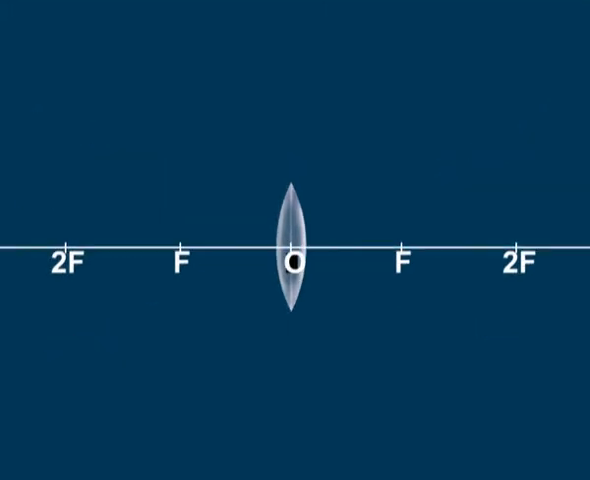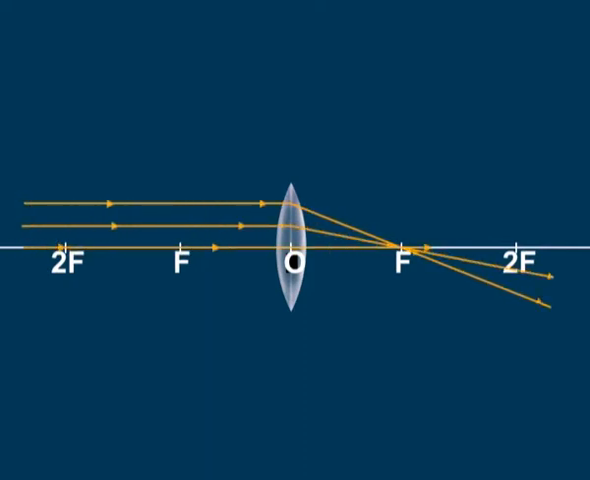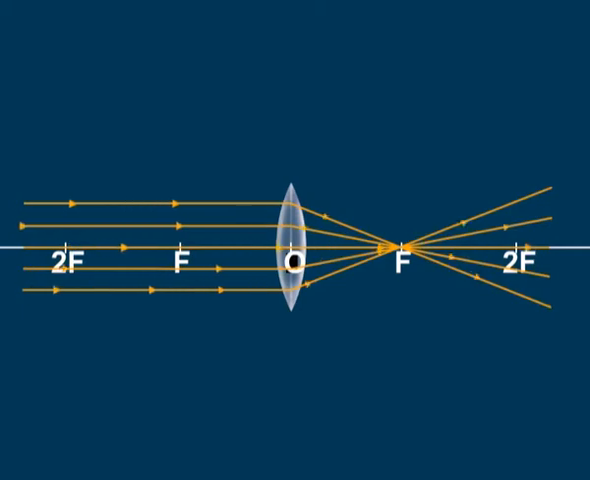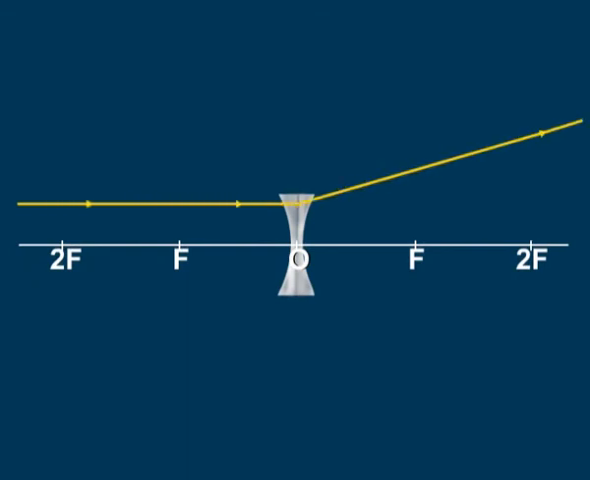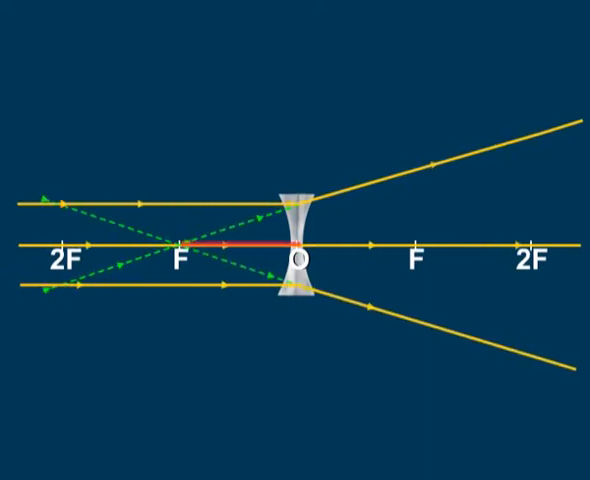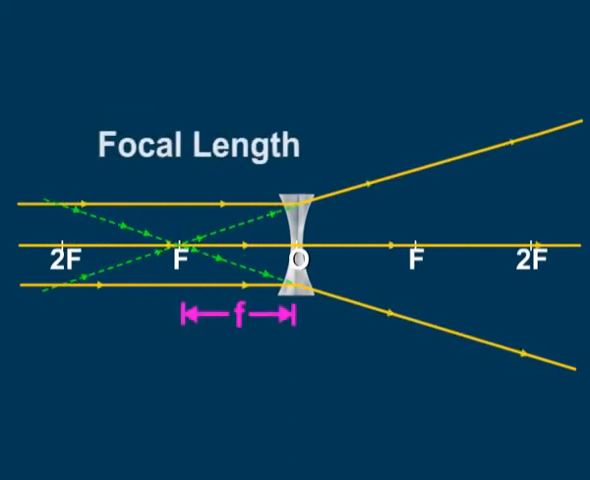However, when a parallel beam of light is incident on a convex lens parallel to its principal axis, it converges to a fixed point on the principal axis of the lens. The point is called the principal focus of the lens. It is denoted by letter F. Whereas in case of concave lens, it appears to diverge from that fixed point. And the distance between the optical center and the principal focus of the lens is called focal length of the lens. It is denoted by small f.